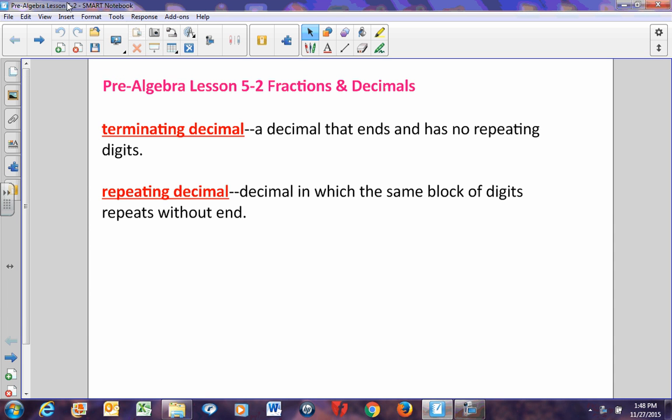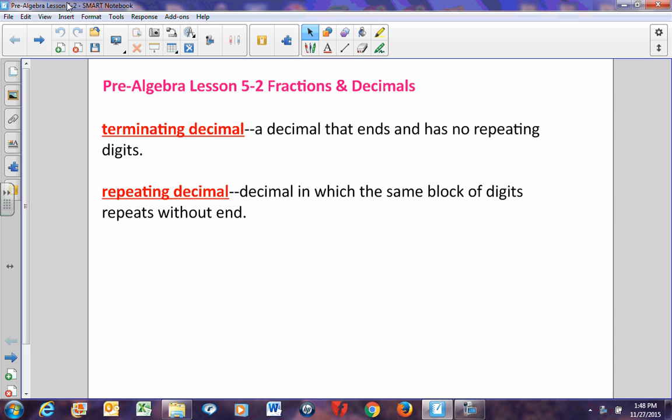This is pre-algebra lesson 5-2, fractions and decimals. A terminating decimal is a decimal that ends and has no repeating digits. If something terminates, it ends. For example, if someone was to terminate my employment, that means they fired me. I would be sad because I would be without a job because it ended.